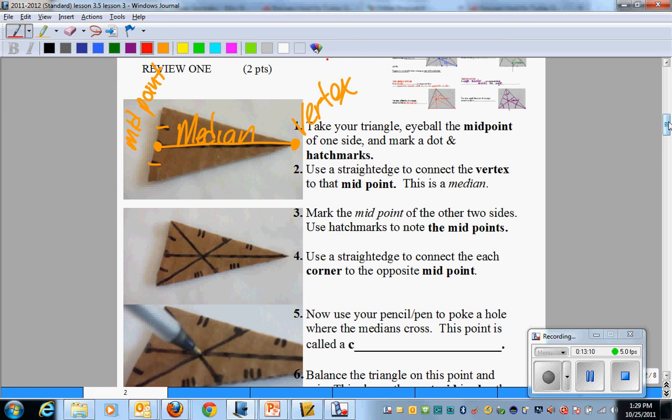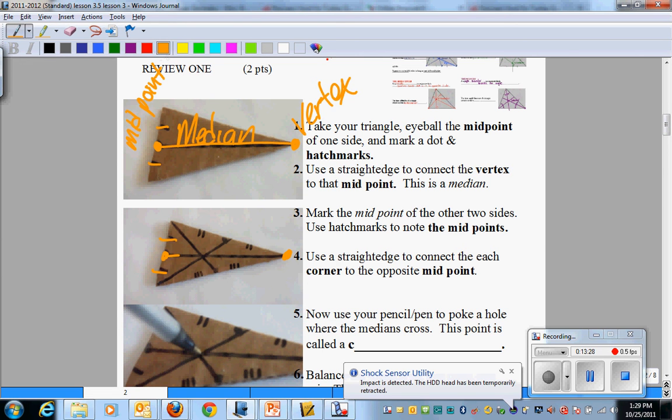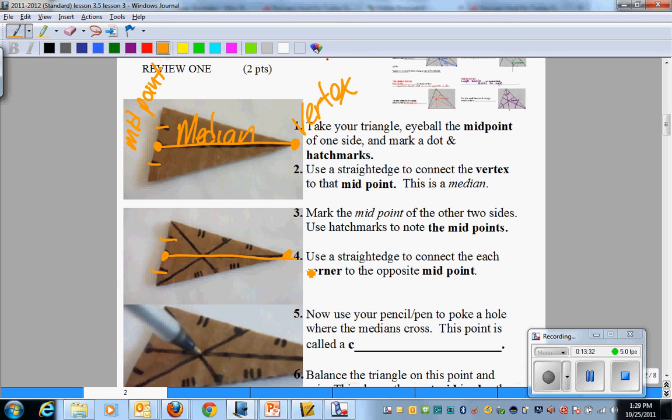Okay, on your papers, guys. Follow with me. Look up here. Stop talking and follow. I'm going to move fast. Step 1. On your paper, darken: vertex, midpoint, hatch marks, connect. No, not on the cardboard. On your paper. Vertex, midpoint, hatch marks, connect.